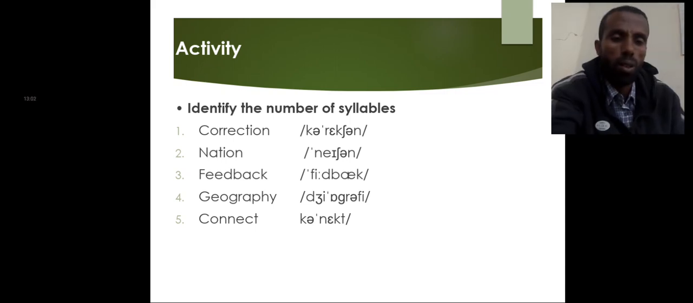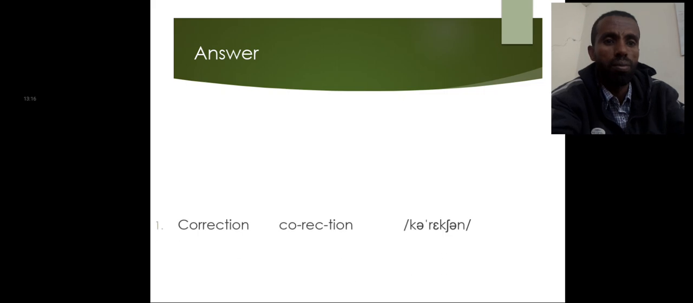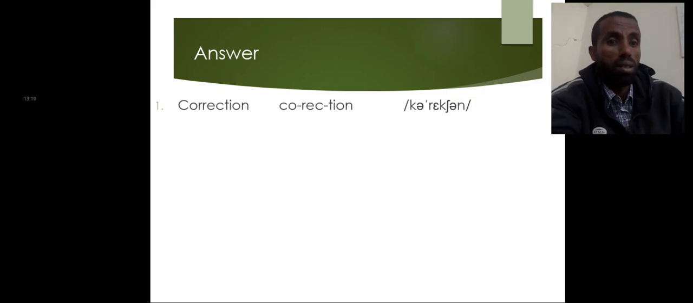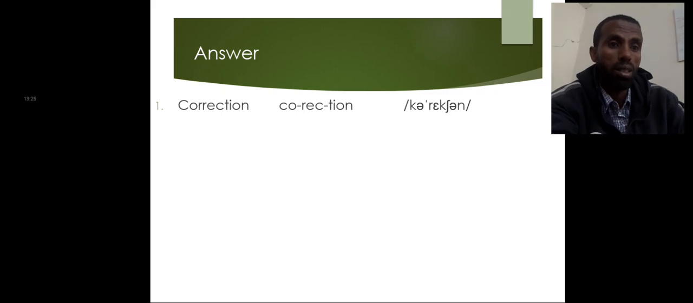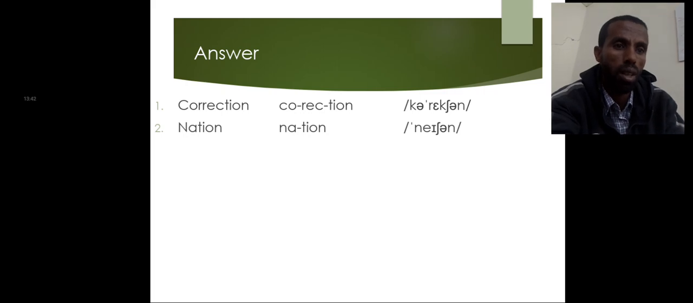Okay, I think this much is enough. I hope you have tried your best to identify the number of syllables. Now let's see the answers for this activity. So number 1, it's not how we say it, but it should be correction. Correction. So how many syllables? 1, rec 2, shin 3. Number 2, nation. 2 syllables. You can even see the 2 vowels. 2 vowels, 2 syllables.